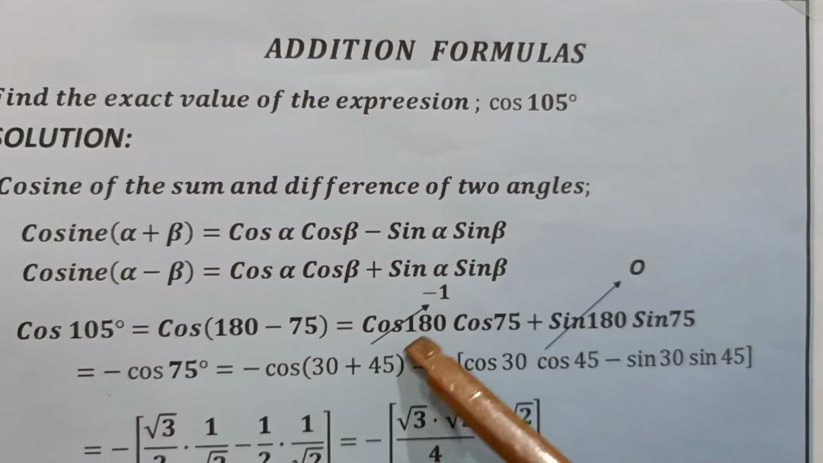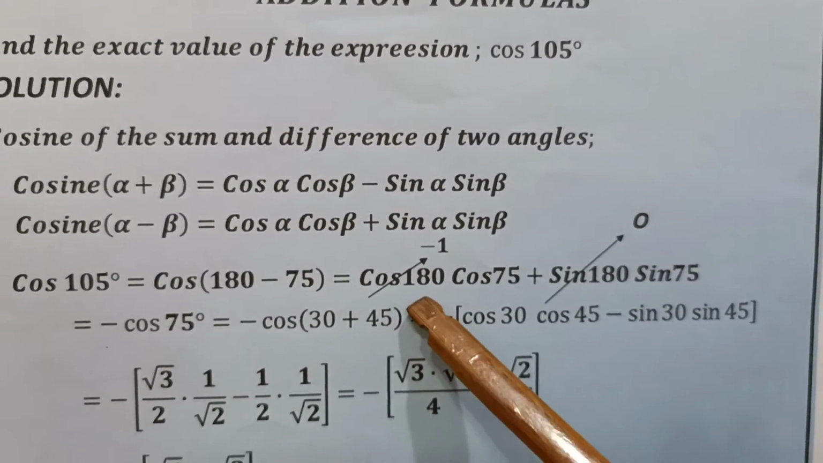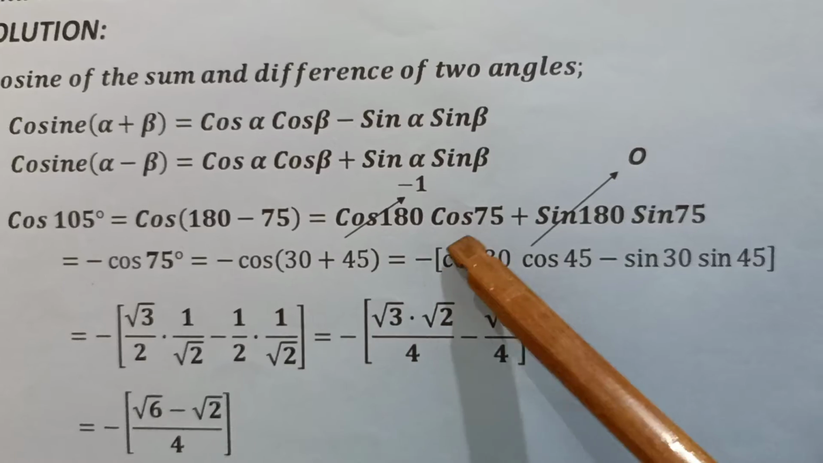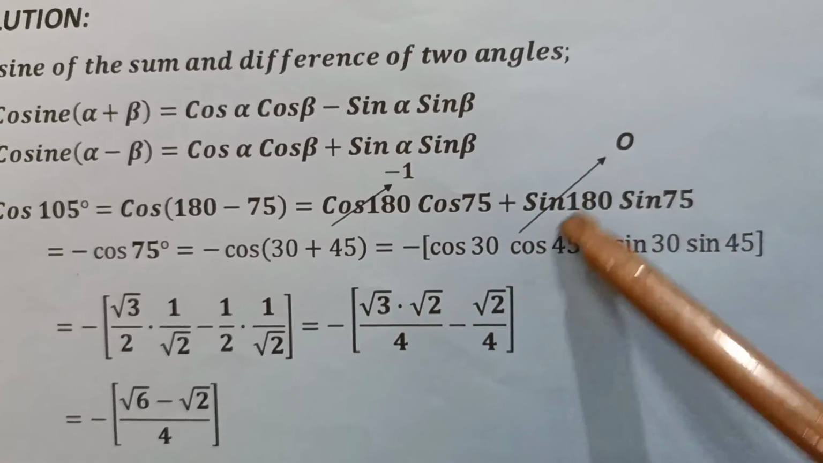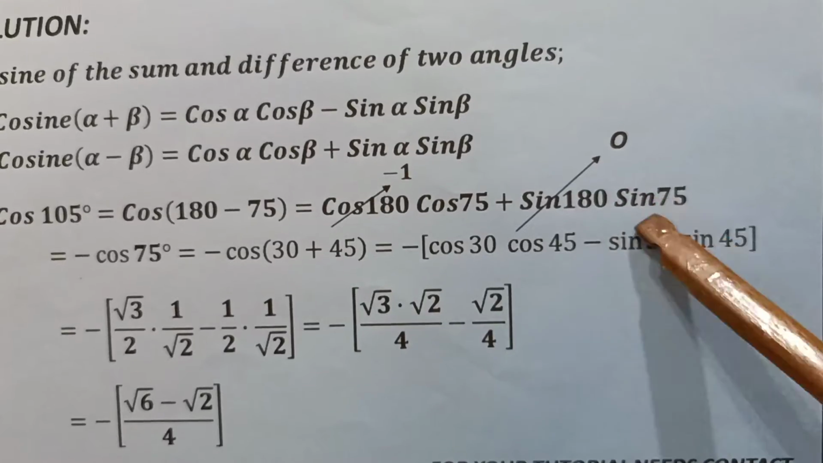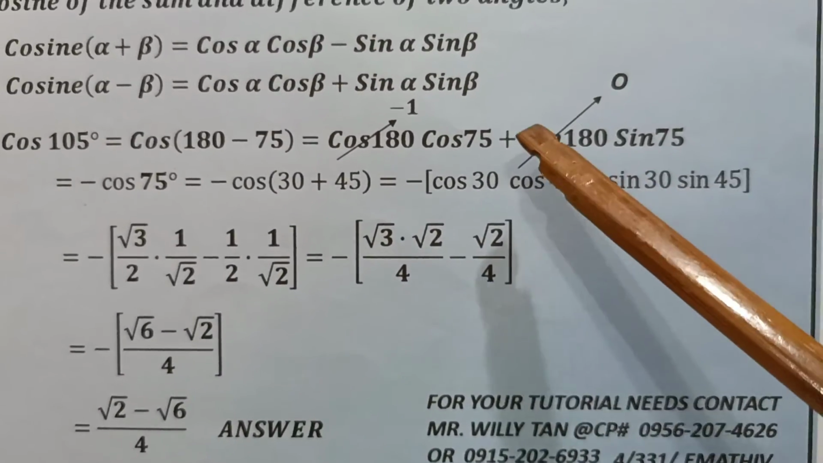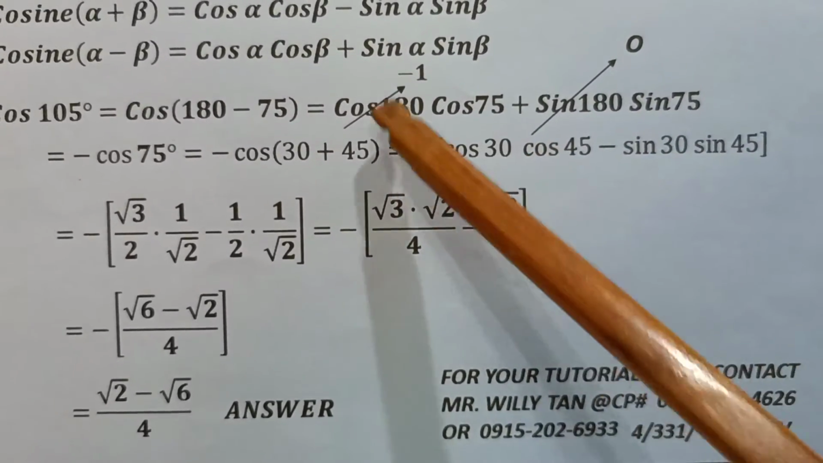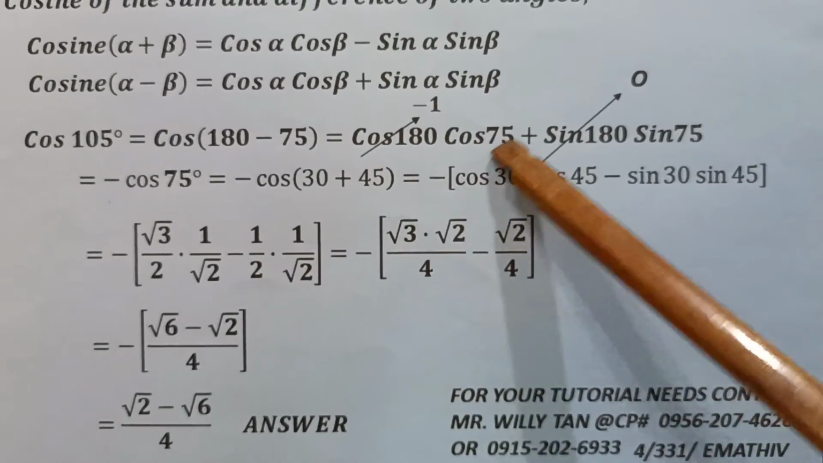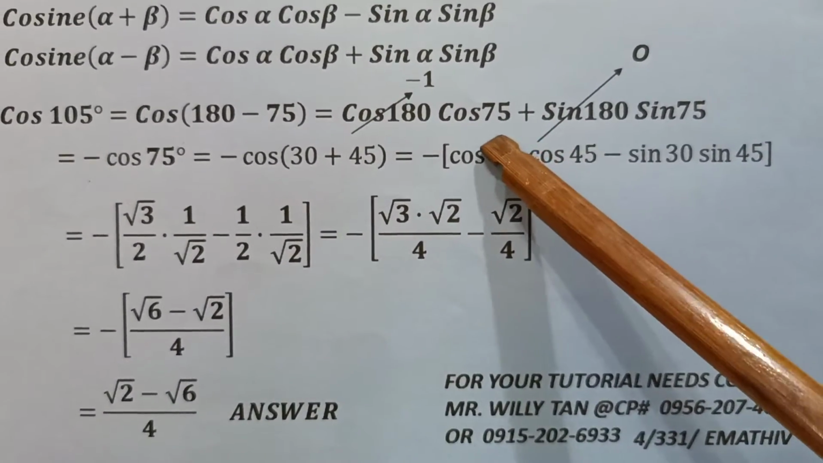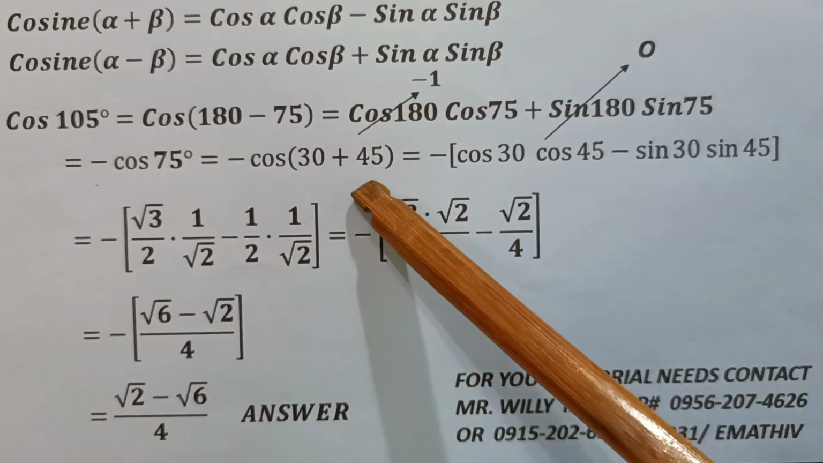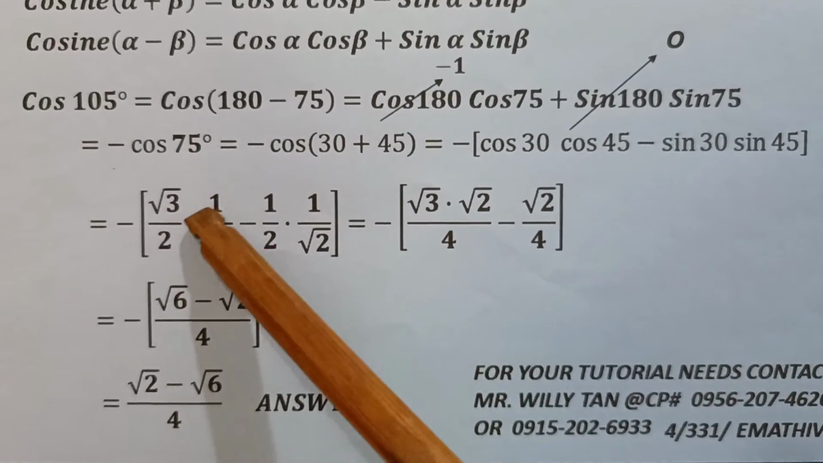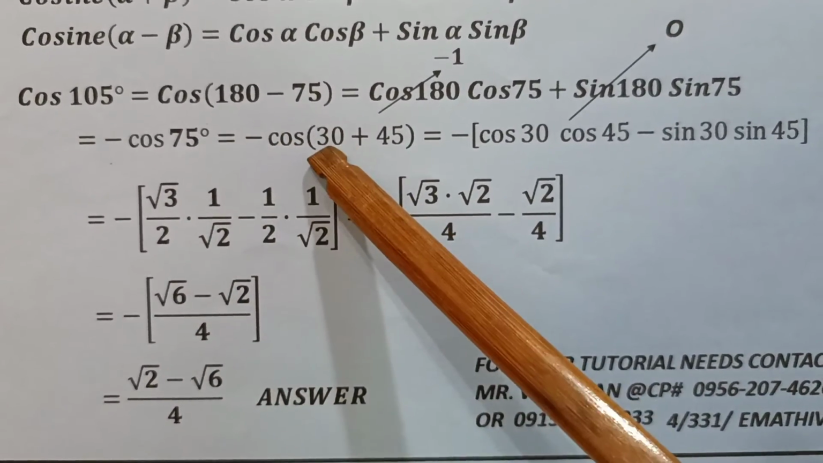If we get these in our calculators or any tables, cosine 180 degrees is equal to -1, and this is cosine 75 degrees. Sine 180 degrees is equal to 0, so the term with sine 75 degrees will also be equal to 0, since this is a product of these two. Since this is -1, we get negative cosine 75 degrees, and we break down the 75 degrees into the sum of 30 degrees and 45 degrees. That is equal to negative cosine of 30 plus 45.